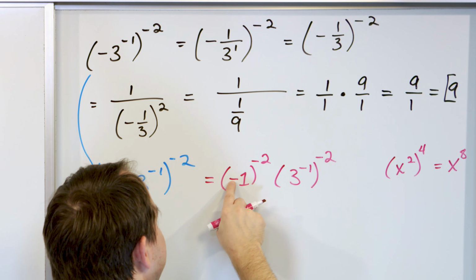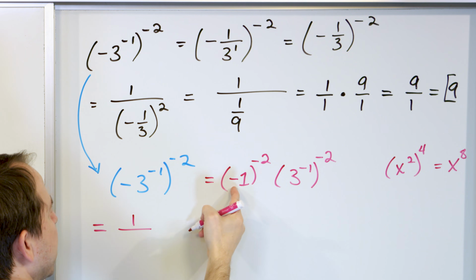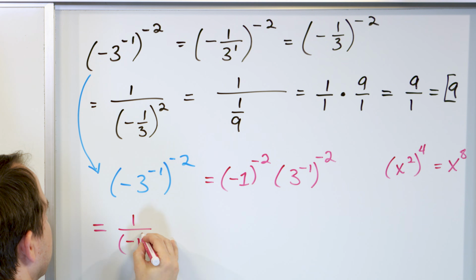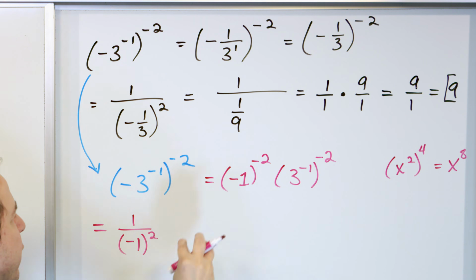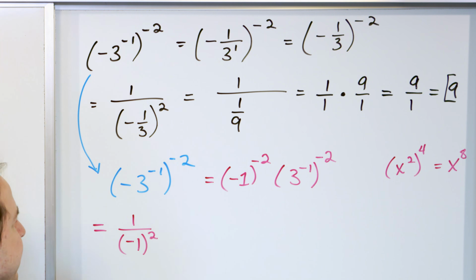What's going to happen here? -1 to the -2. What's going to happen is it'll be 1 over whatever this is, -1, and we make it positive, squared. We take it, move it to the bottom, make it a positive exponent because that's what we do. We move them downstairs. That's going to be multiplied by.